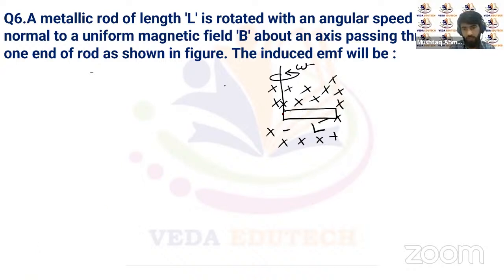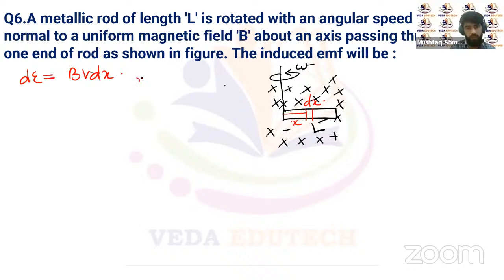Now let's suppose at a distance of x from this axis, we have an element dx. Then there will be some small induced EMF through this element, that will be B V dx. This will be the EMF induced through this elemental length dx. It's moving with an angular velocity of omega, because in case of rotation, the angular velocity of each and every point on the rod will be the same, but the linear velocity will be different because of the different circumference of the circle that each particle will follow.